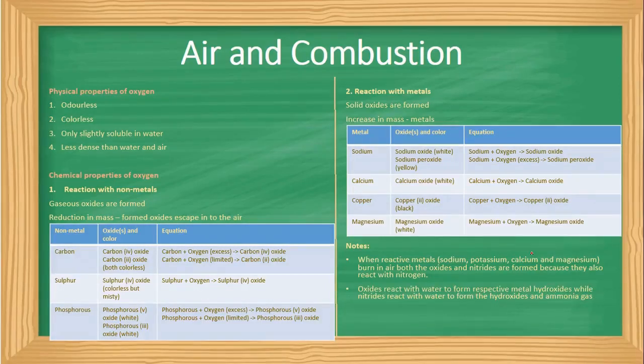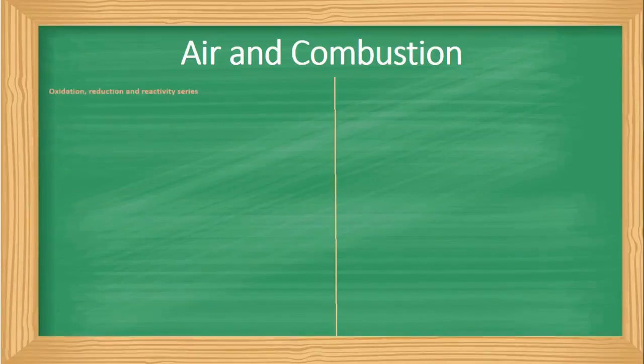So the oxides, when dissolved in water, form hydroxides. When the oxides react with water, metal hydroxides are formed. But when nitrides are reacted with water, both hydroxides and ammonia gas are formed. So in case of nitrides, hydroxides and ammonia gas are formed. So in a summary, metal oxide plus water results in metal hydroxide, while metal nitride plus water results in metal hydroxide and ammonia gas.